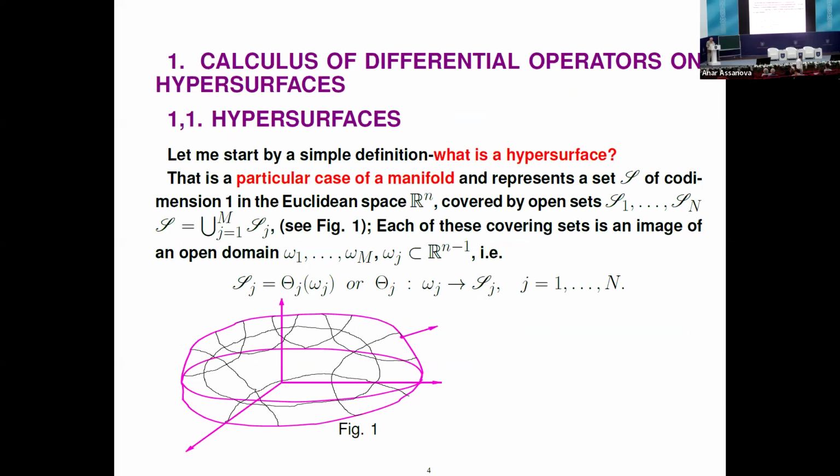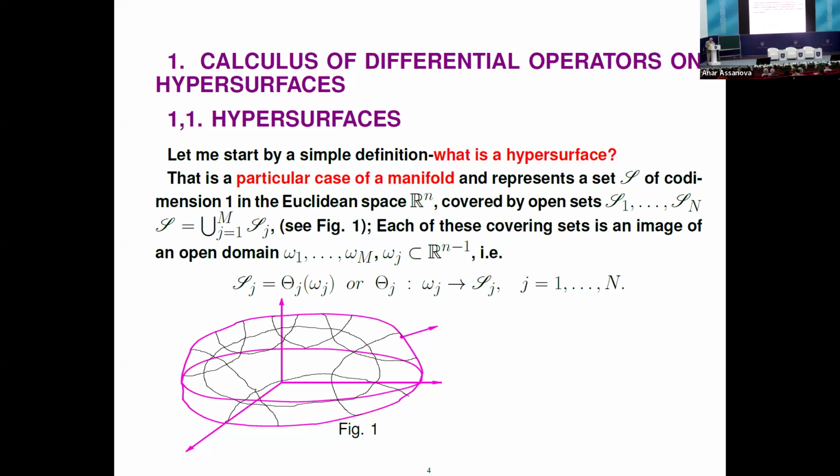If the dimension of the space is n, then the dimension of the hypersurface is n-1. For example, the surface of a sphere or ellipsoid in three-dimensional space, or in any n-dimensional space.